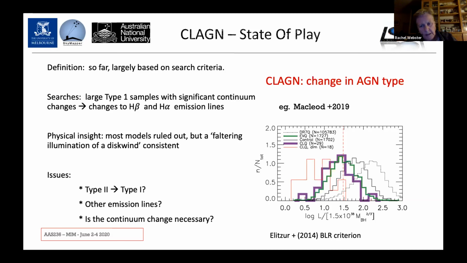And what this is telling us is that the changing look AGN are in a regime where the disk wind is perhaps just forming, where the illumination is probably sporadic. So if that's the case, then what we want to be able to do is not only find type 1s going to type 2s, but also look at type 2s going to type 1. We want to understand not only what's happening to the H alpha and H beta emission lines, but other emission lines as well, and also to understand whether the continuum emission that is routinely used to select these is necessary, or whether there's some other criteria that we can select on.